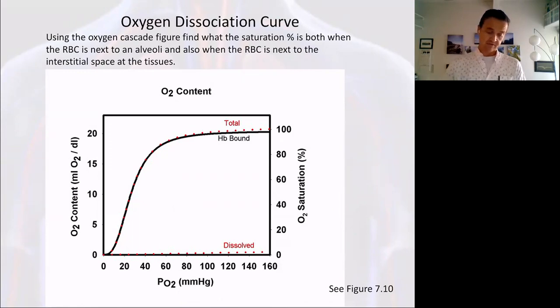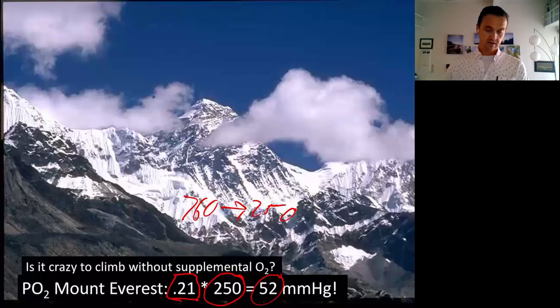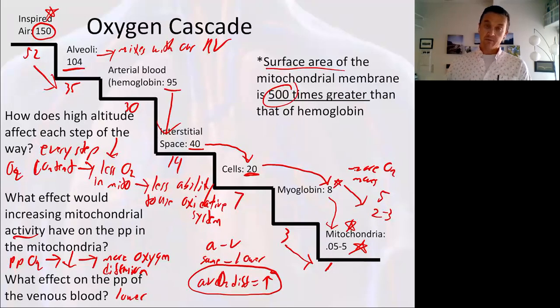You've all seen it in anatomy and physiology, but it's always a trickier concept. So using the oxygen cascade figure, find what the saturation percentage is both when the red blood cell is next to an alveoli, and also when the red blood cell is next to the interstitial space of the tissues. So let's go back. When the red blood cell is next to the alveoli, we're looking at somewhere around 100, right?